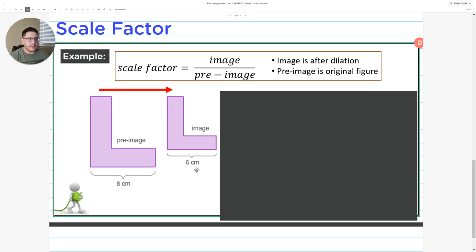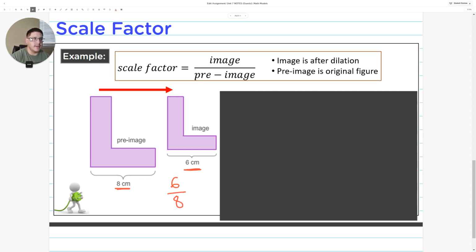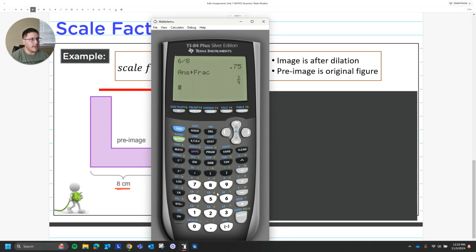To find out the scale factor, we need to take the image value of that side we're looking at and divide it by the pre-image value of the same side that we're looking at. And then we'll get a number. So in this example, the image that we're changing it to has a side of 6 centimeters. The pre-image, what it originally was, 8 centimeters. So according to the formula, image divided by pre-image, this is 6 divided by 8. When you plug that into the calculator, 6 divided by 8, we have a scale factor in decimal form of 0.75.